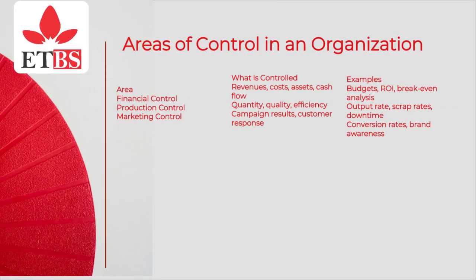Areas of control in an organization. In today's lesson, we will be using area, what is controlled, and examples in our table. 1. Financial control. Revenues, costs, assets, cash flow. Budgets, ROI, break-even analysis. 2. Production control. Quantity, quality, efficiency. Output rate, scrap rates, downtime.